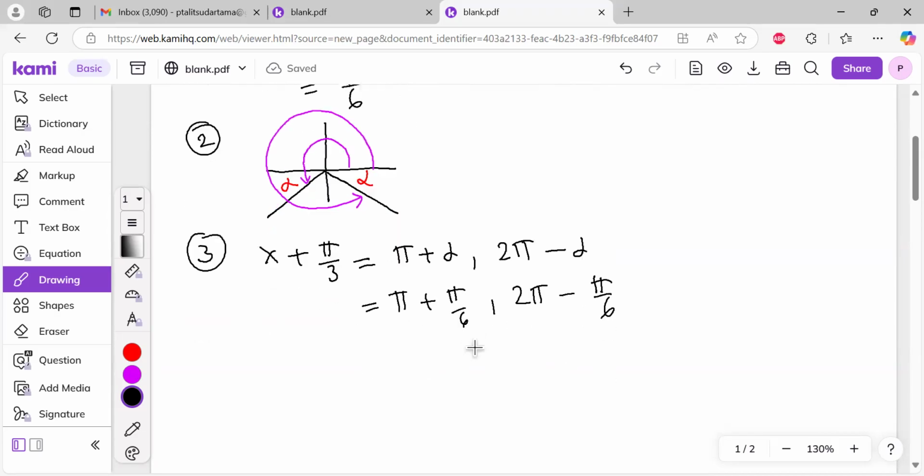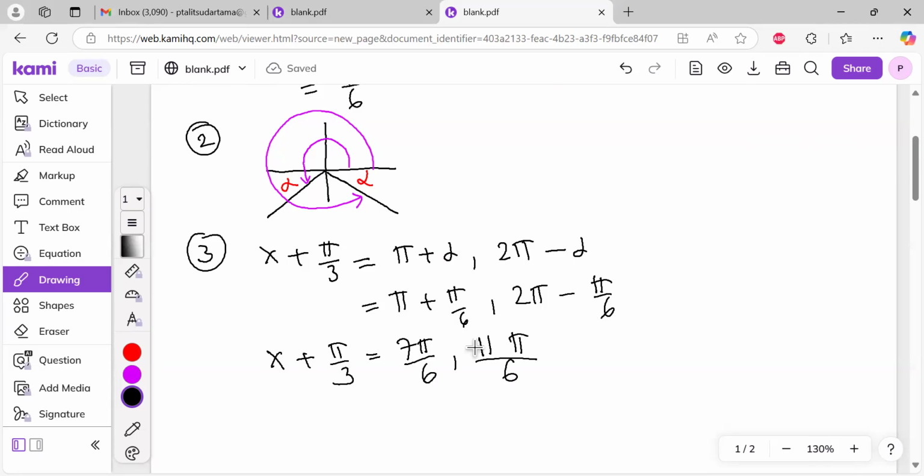Again, for this one, we simplify by finding the same denominator. So this will become 7 pi over 6. And then this one will become 4 pi, that means 4 pi minus pi becomes 11 pi over 6. X plus pi over 3. Okay. Our target is to find x.